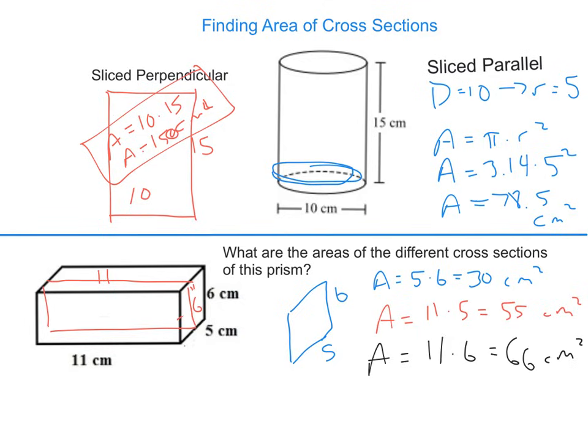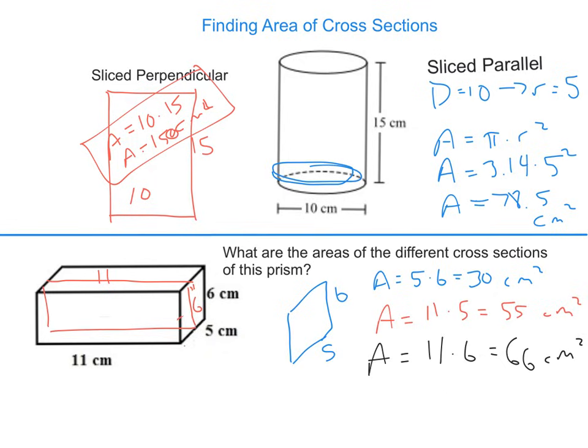So 3 different cross sections because there's 3 different pairs of bases. There's the front and the back. The front and the back is 11 by 6. The left and the right is 5 by 6. And the top and the bottom is 11 by 5. So since there are 3 different pairs, I have 3 different cross sections here.